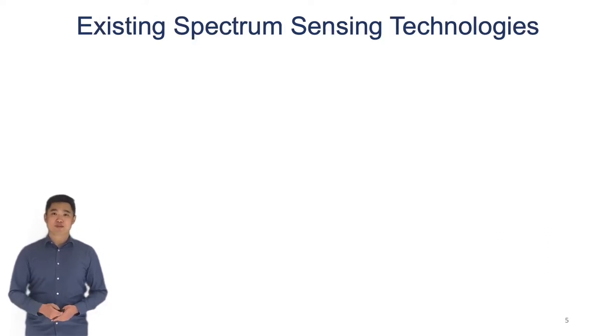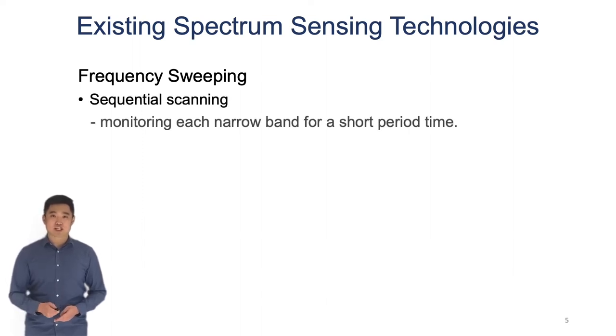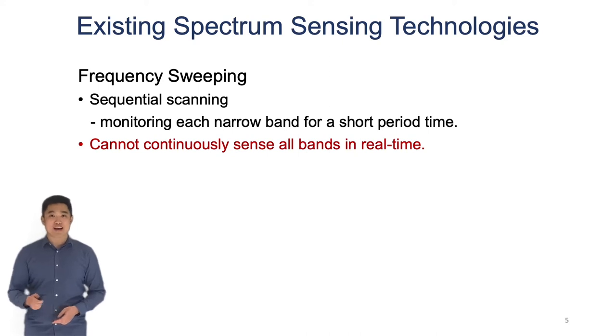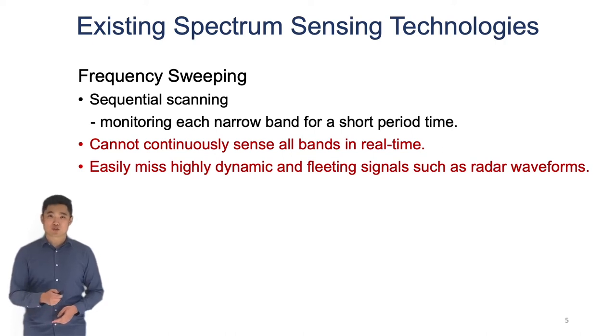To avoid using high-speed ADCs, today's systems adopt a frequency sweeping approach. They sequentially scan the spectrum and monitor each narrowband for a short period of time. However, since they cannot continuously sense all bands in real time, they can easily miss highly dynamic and fleeting signals such as radar waveforms.